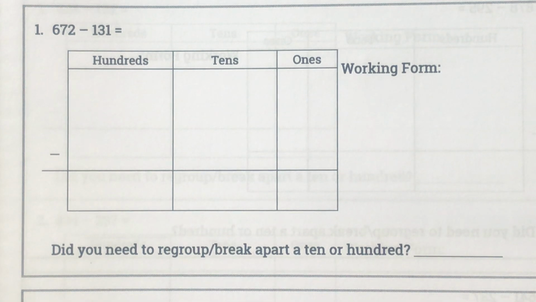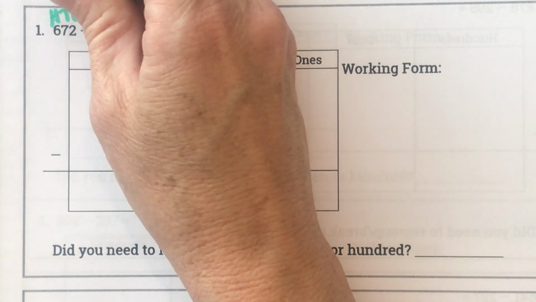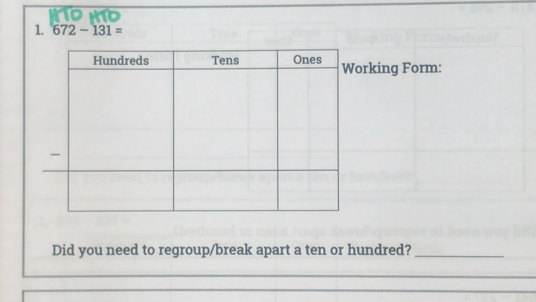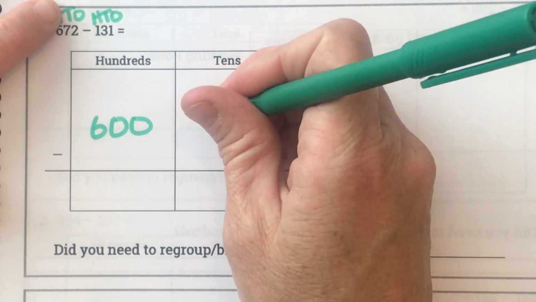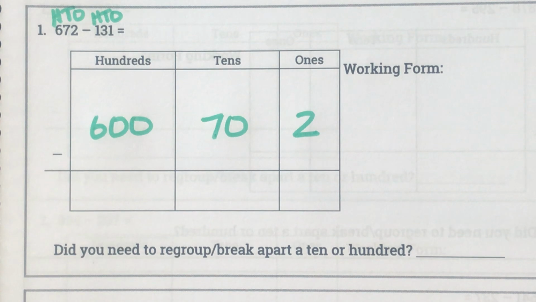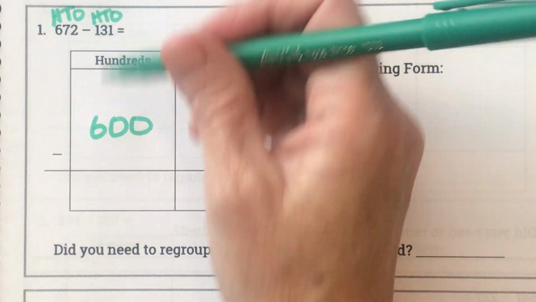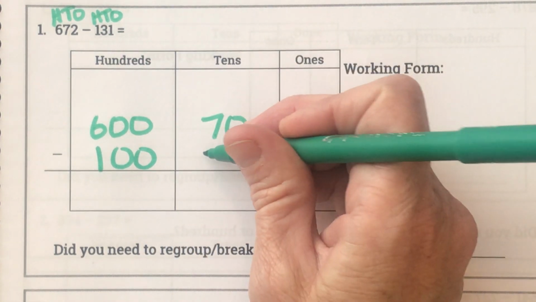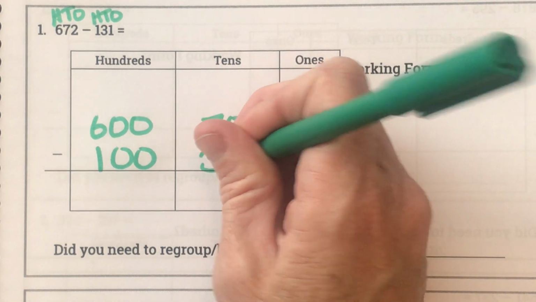672 subtract 131. Okay, so let's put our place values on top. So we have ones, tens, hundreds, ones, tens, hundreds. And I know it's really hard with my markers, I'm sorry. Okay, so our minuend has 6 hundreds, which is 600, 7 tens, which is 70, and 2 ones, which is 2. That's our minuend. It's what we have, or our starting number. And we're going to take away or subtract 131, which is 100, 3 tens, which is 30, and 1 one, which is 1. I'm going to make my 3 clear.